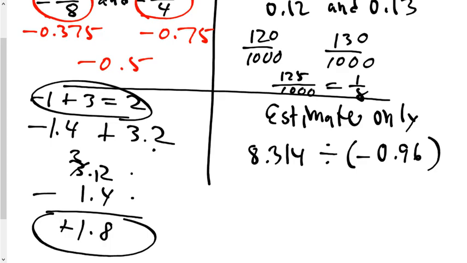And your last question, estimate only division of decimals. Round to the nearest whole number. Your estimation would be a pretty simple -8.